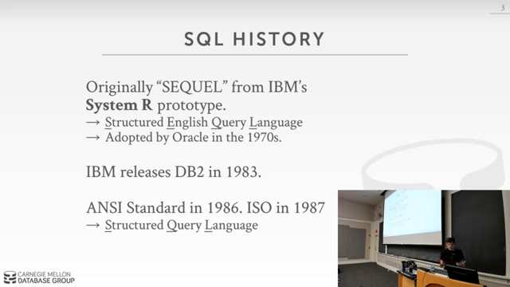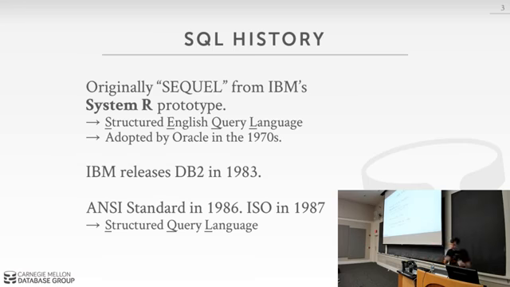So when IBM first released their first commercial relational database system, DB2, they never actually released System R. It was just a research prototype. But then they finally made DB2 and released that. DB2 supported SQL, so that essentially became the standard.